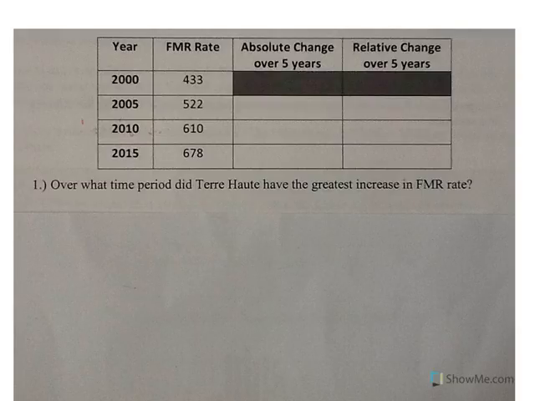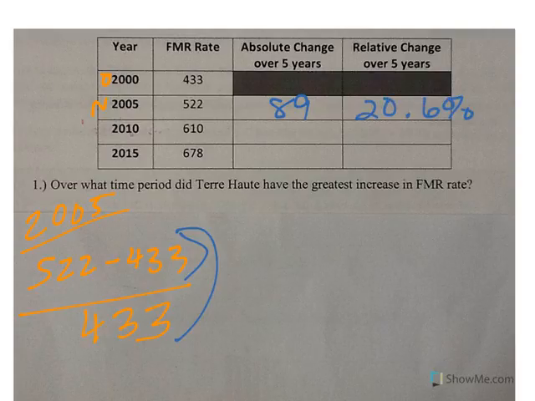So, okay, for 2005, we would start with new minus old divided by old. All right, because if you're talking about 2005 being new, the previous one would be old. So first, the absolute change is just the numerator, which would be 89. Then I divide by 433 and I end up with 20.6%. Okay, now let's go to 2010.